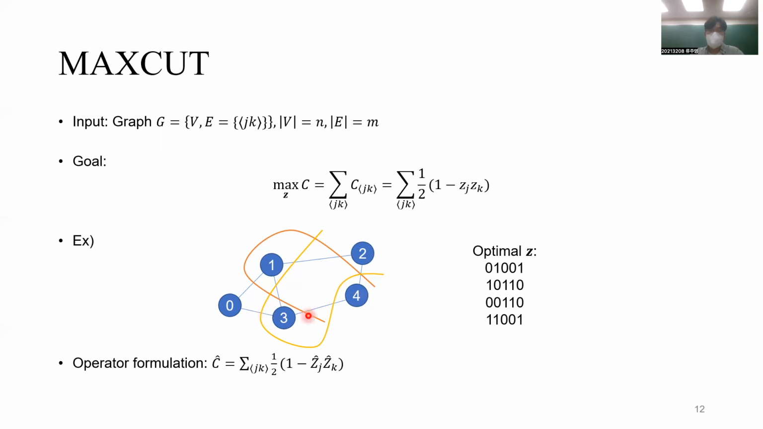And these cuts can be encoded into quantum states or bit strings as follows. We just label each node, and then we can say that each node is either inside or outside the cut. And so we can represent these two cuts in these 4-bit strings. And actually, we can formulate this C into the C Hamiltonian by simply changing the Z_k to the Pauli Z.